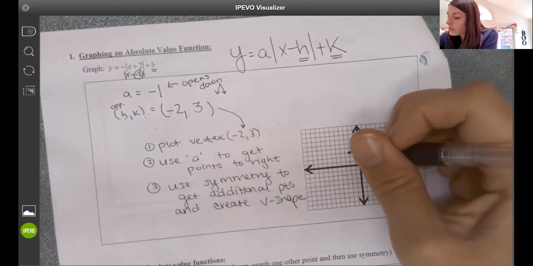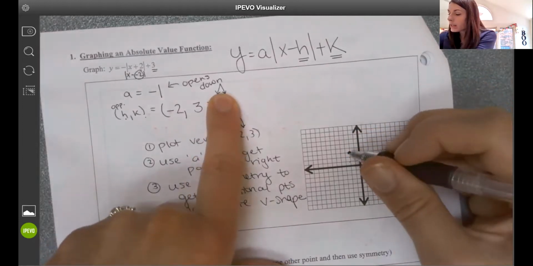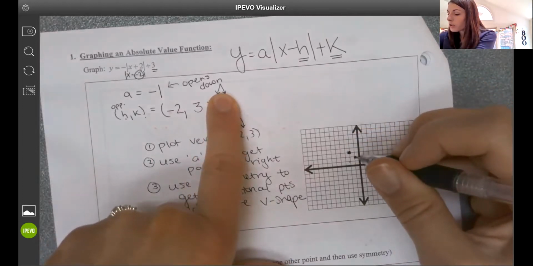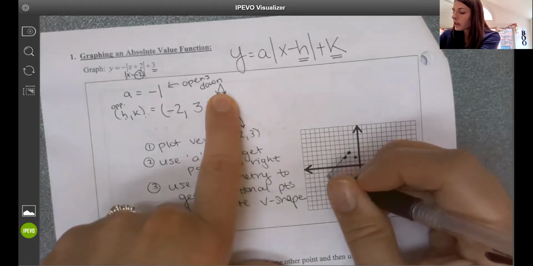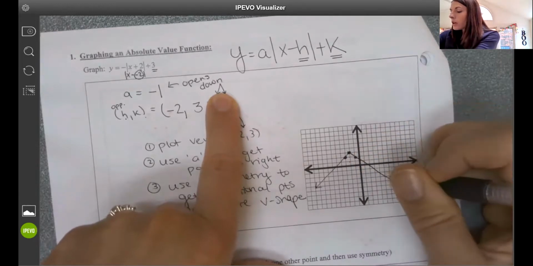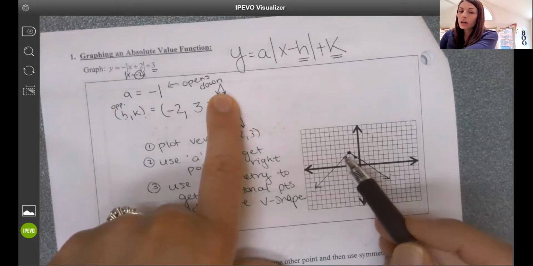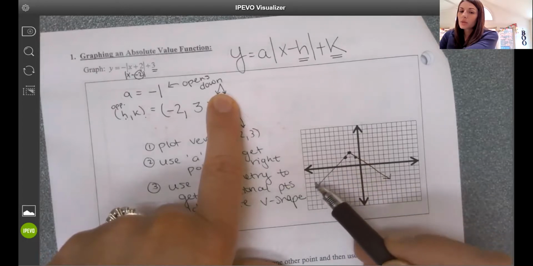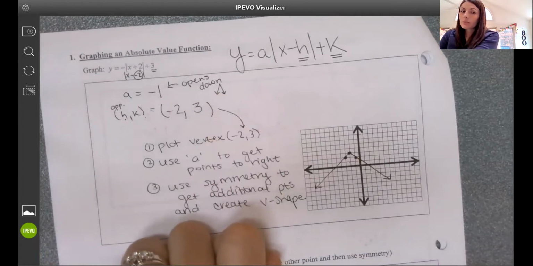Okay, so here's my vertex. I know that it should look like this from there. A helps me know I go negative 1 over 1, and then using symmetry, I also have a point here. And then I have an arrow on both sides extending past those points. It's not just a little triangle of points here. It's still extending past with arrows on both sides. There's my absolute value graph.